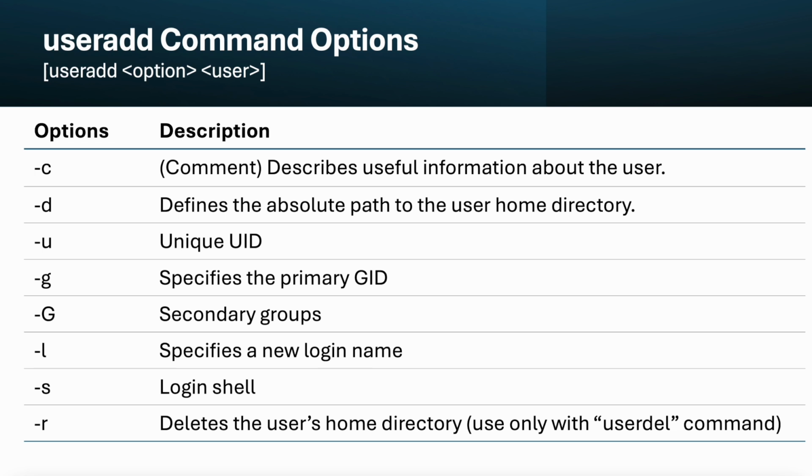-G stands for the secondary group name, and -l to specify the new login name of the user, whereas -s is for the login shell, and -r we use with the userdel, basically to delete the user home directory. Now we know about the options, so let's do the lab.